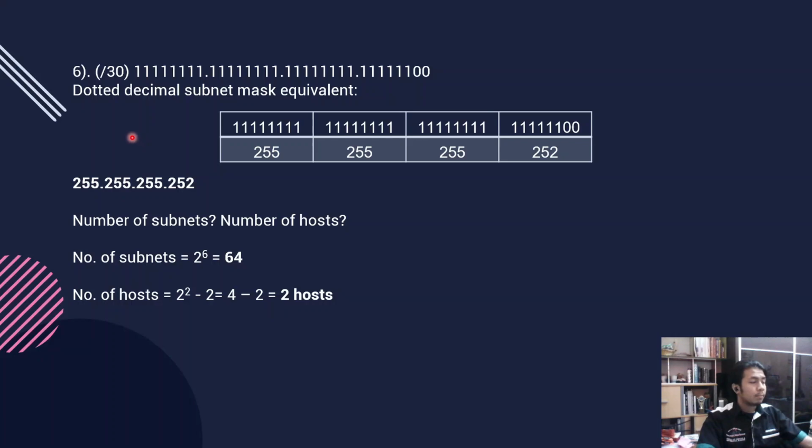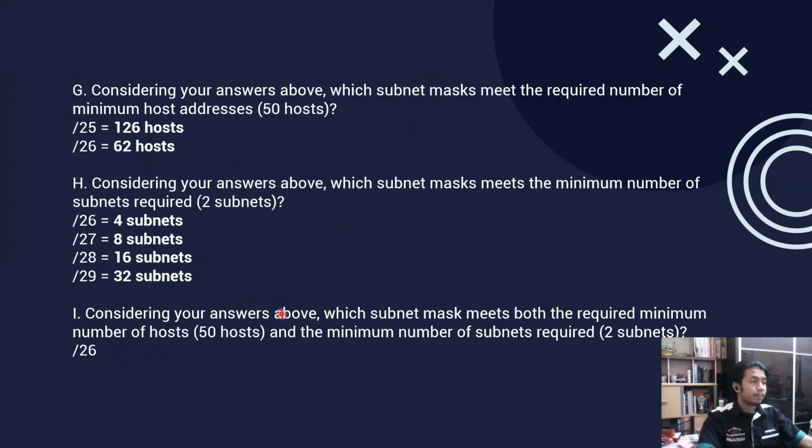And for prefix 30, the dotted decimal subnet mask is equivalent to 255.255.255.252, and the number of subnets is 2 to the power of 6, which is 64, and the number of hosts is 2 to the power of 2 minus 2, which is 4 minus 2, and equal to 2 hosts per subnet. We move on to question G.